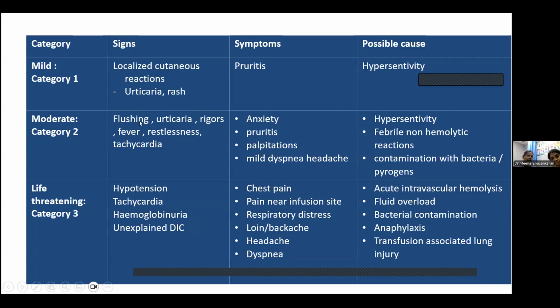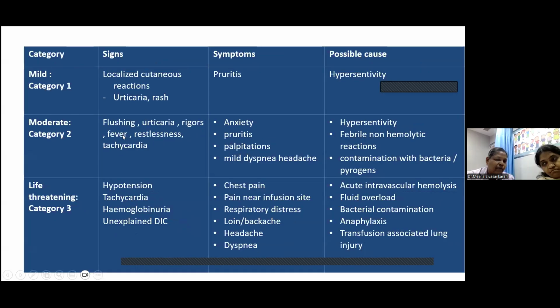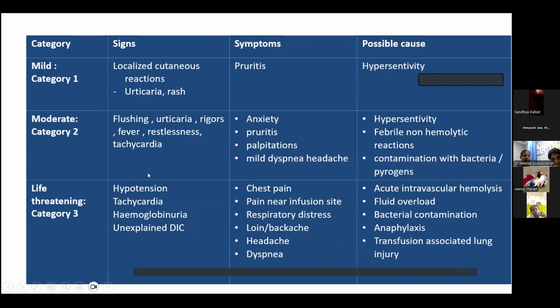Second is moderate. The signs are flushing, urticaria, rigors, fever, restlessness, and tachycardia. Patient will have the symptoms of anxiety, pruritus, palpitations, and mild dyspnea and headache. Possible causes are hypersensitivity, febrile non-hemolytic reactions, contamination with bacteria or pyrogens.